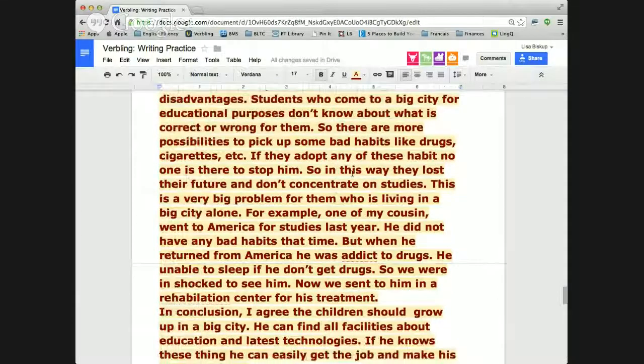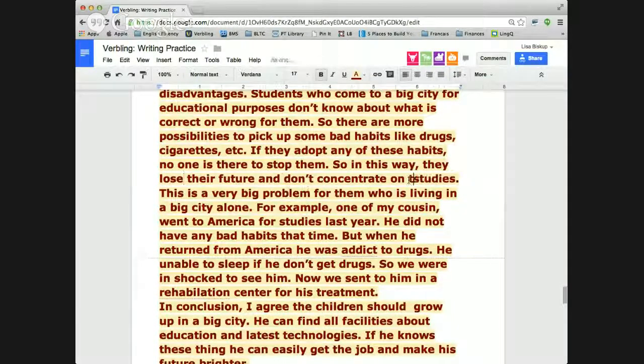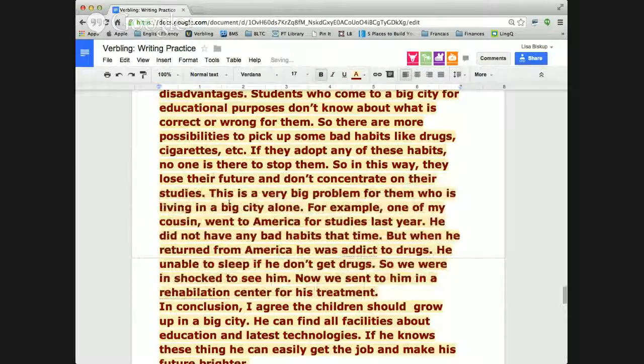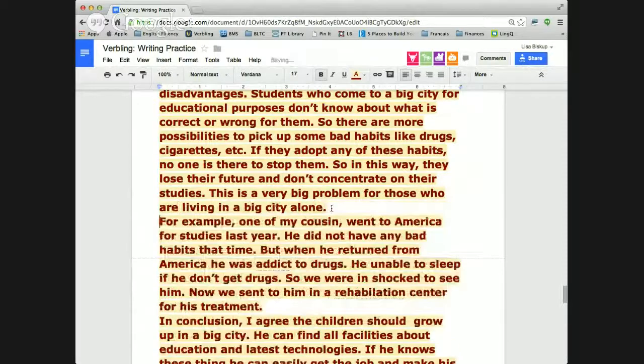If they adopt any of these habits, no one is there to stop them. So in this way, they lose their future and don't concentrate on their studies. This is a very big problem for those who are living in a big city alone.